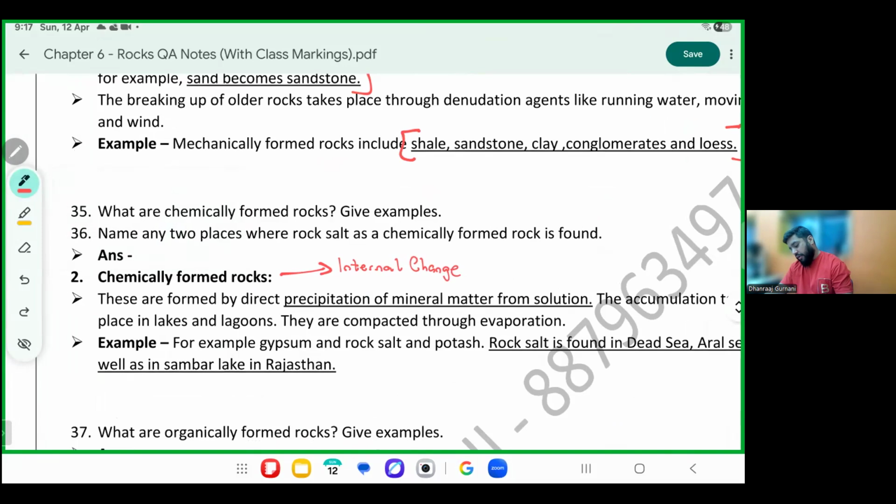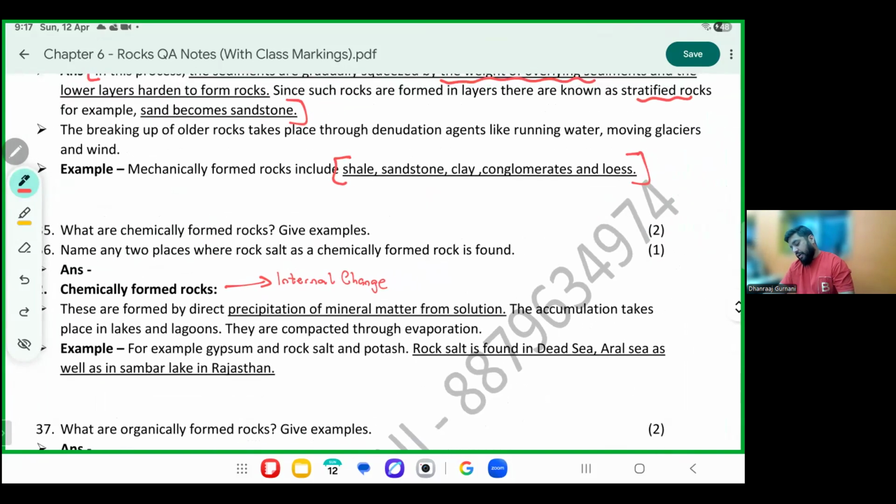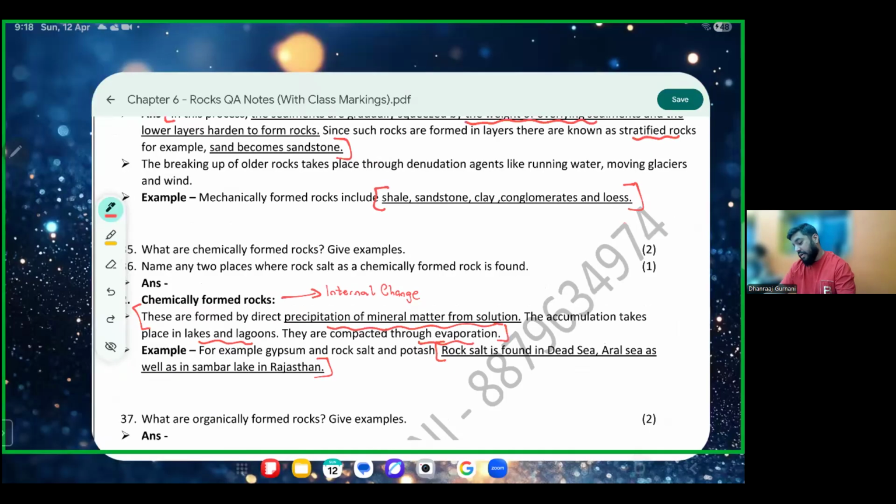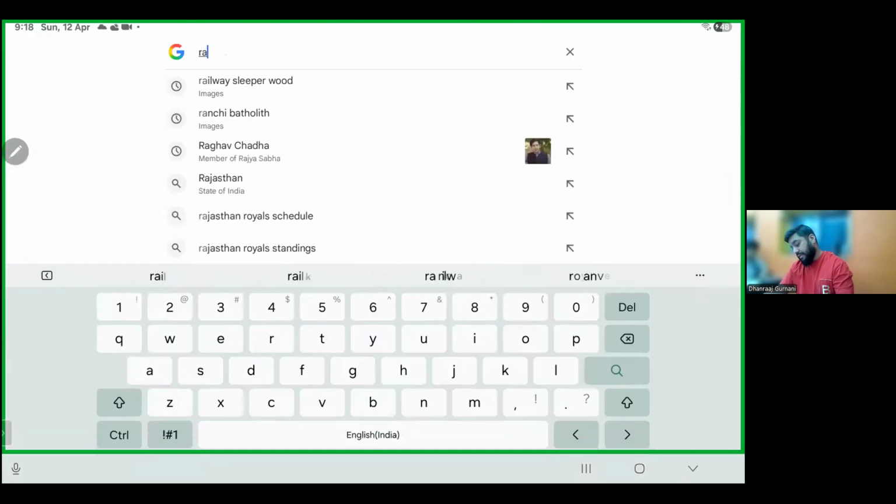These rocks are formed by direct precipitation of minerals from the solution. The accumulation takes place in lakes and lagoons. The compaction happens through evaporation. The examples remain the same. Rock salt is found in the Dead Sea, Aral Sea, as well as the example of India was Sambar Lake.